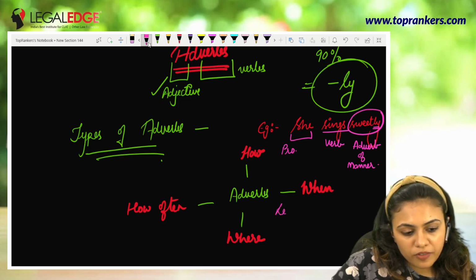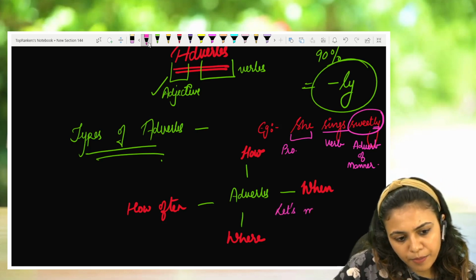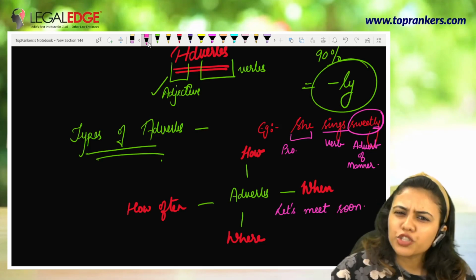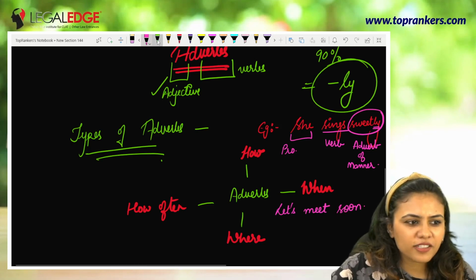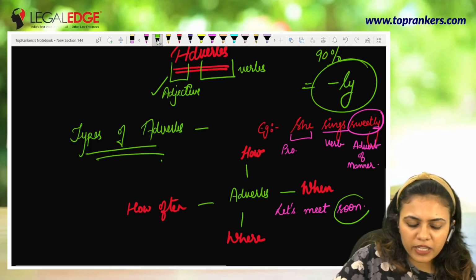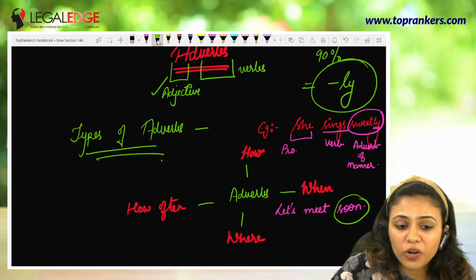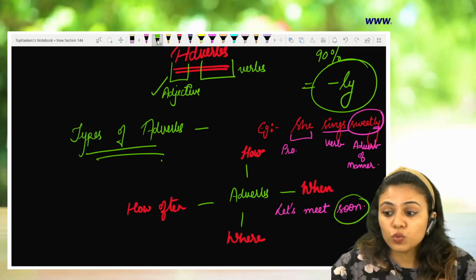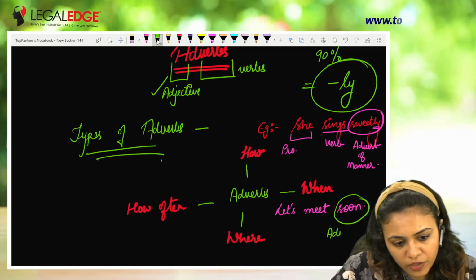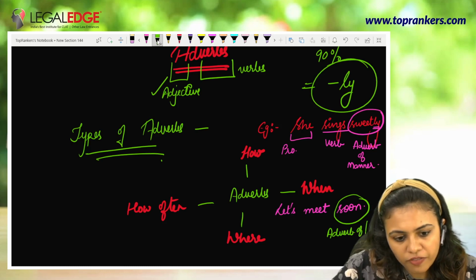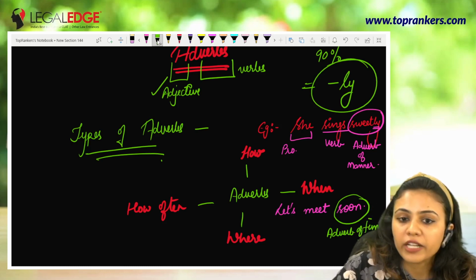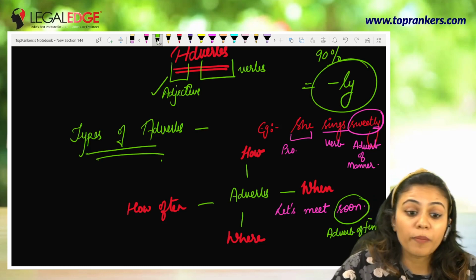And if I talk about when, so when I say let's meet soon, when should we meet? Can you answer this question? When should we meet? We should meet soon. So, what is telling us the time of this given meeting? It's soon, right? So, this is adverb of time. ठीक है, जो when का answer बताए वो time है, जो how का answer बताए वो manner है.